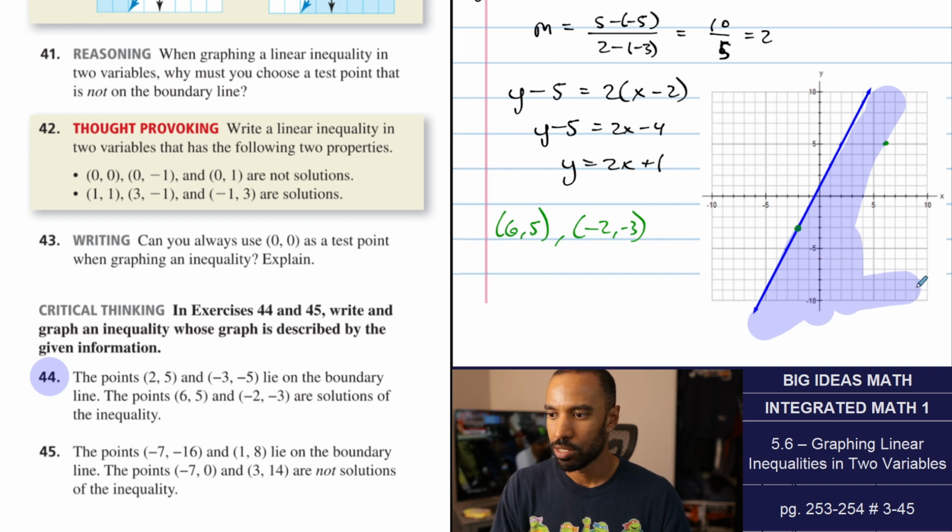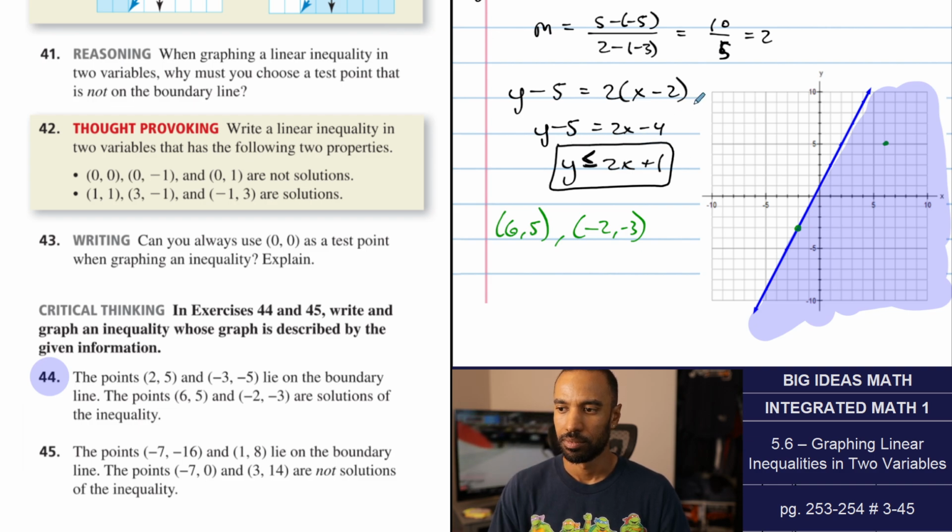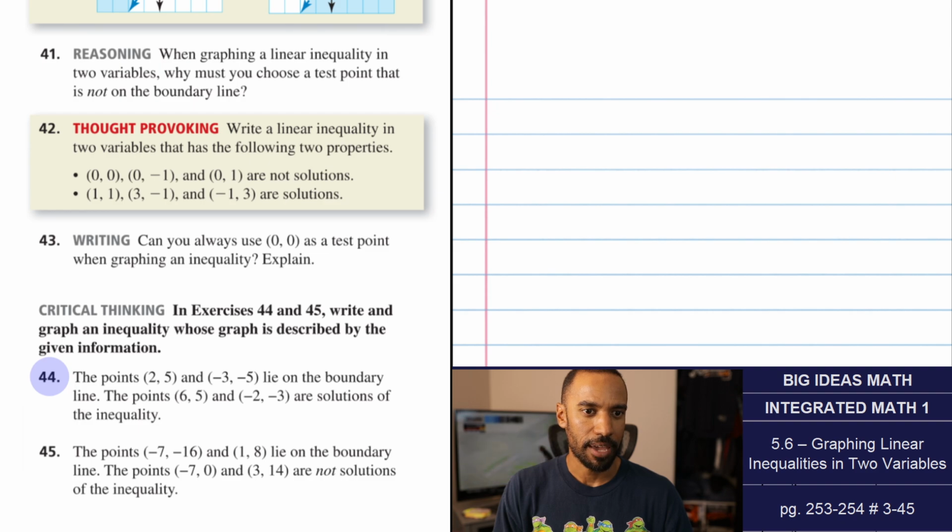So what is this thing? It's not going to be y equals, but y is less than or equal to. We're shading below it, so y is less than or equal to 2x plus 1. That's my final. Last question, number 45, same kind of premise.